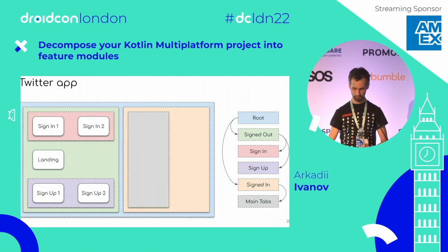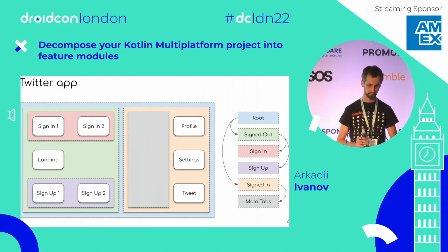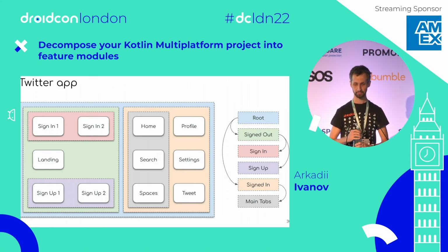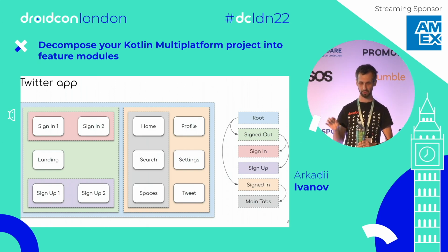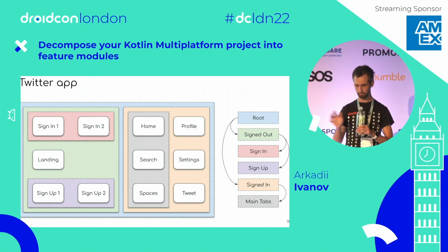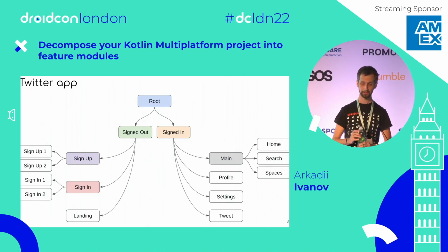Here we have the main tab scope and other child screens like profile, settings, or tweet. The sign-in scope, orange, can switch between full screen ones. For instance, when the user clicks on a tweet, the signed-in scope can push tweet into the stack. And lastly, the main tab scope just contains the tab screens, home, search, spaces, etc. Every time the user clicks on a tab in the bottom tab bar, the main tab scope just replaces the current screen with another one. So the structure that I have just described is actually a tree structure.